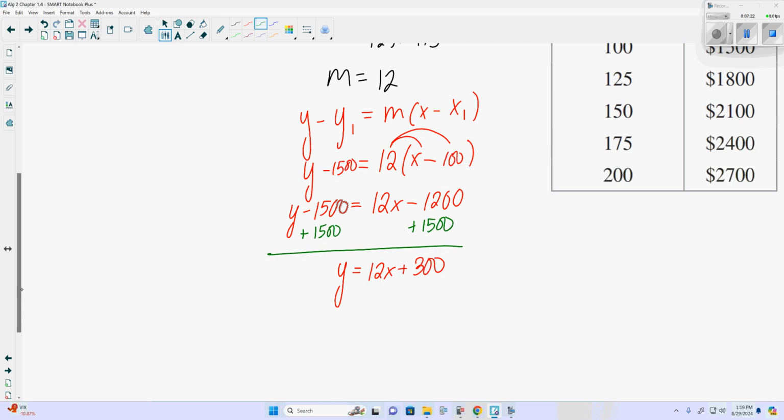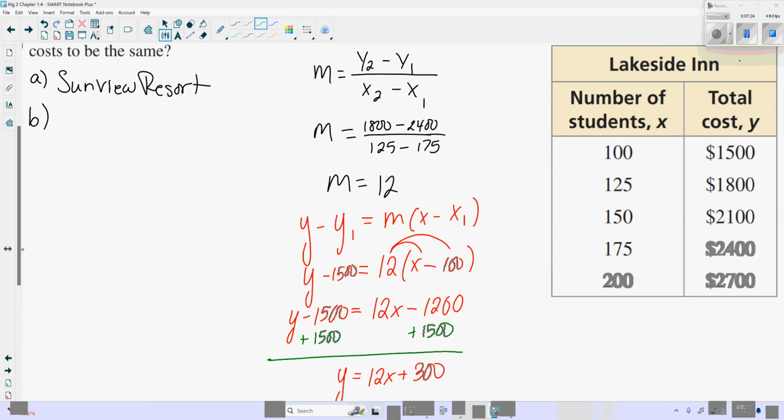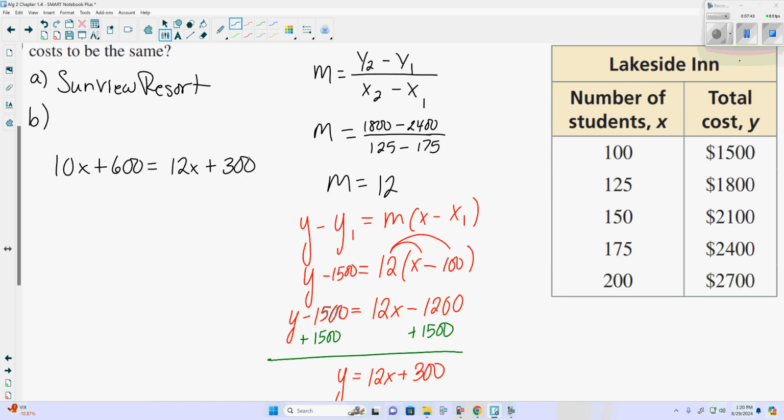For us to figure that out, all we need to do is set the two equations equal to each other, because we're looking for where the costs are the same, where the y values are the same. So we take our one equation, 10x plus 600, and set it equal to 12x plus 300. We're setting the two equations equal to each other. Now all we need to do is solve for the value of x.